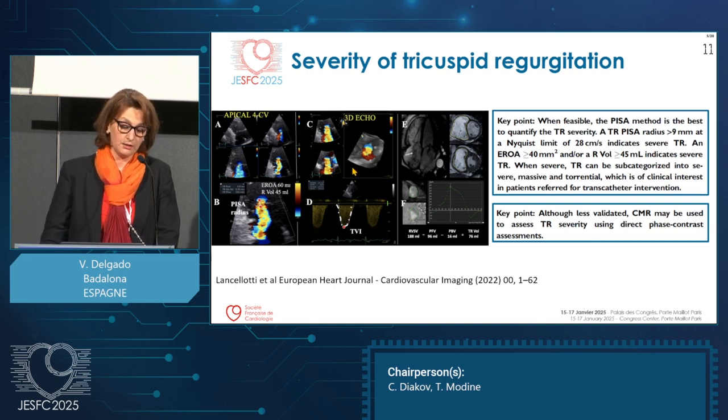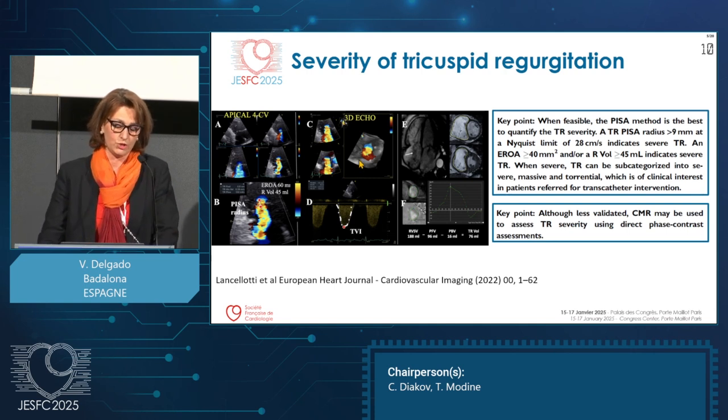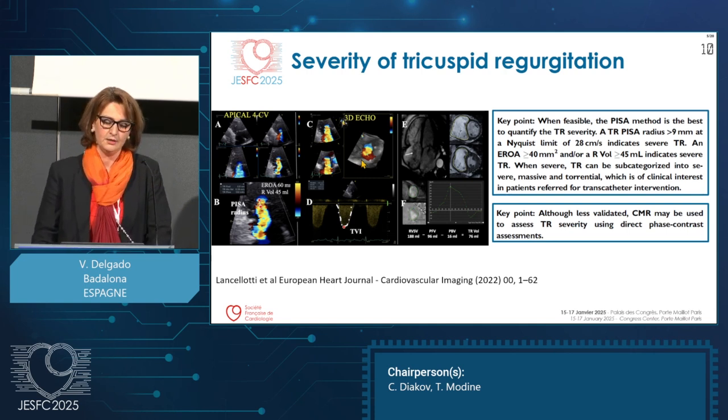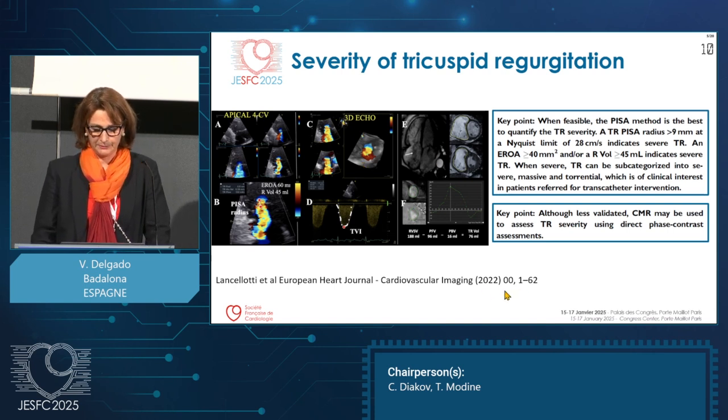echo and probably the three-dimensional vena contracta area, which is much more of an anatomical area, would be, in my opinion, better, or CMR. And I wonder, how many of you have tried to use the PISA to quantify the tricuspid regurgitation? How many of you do it in clinical practice regularly?